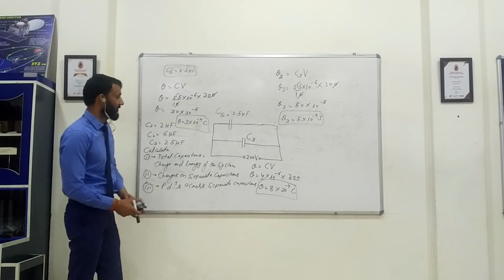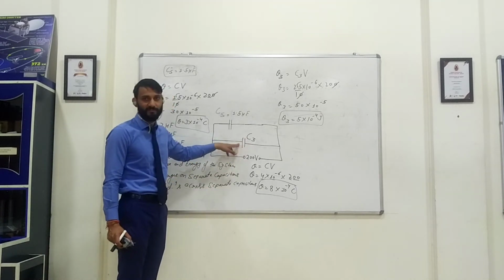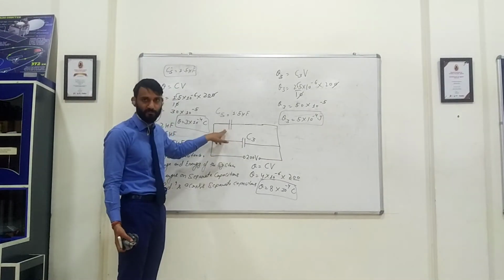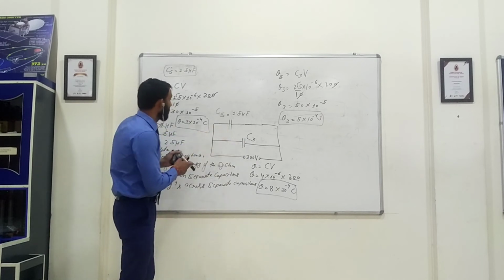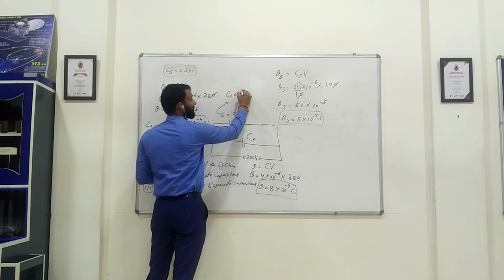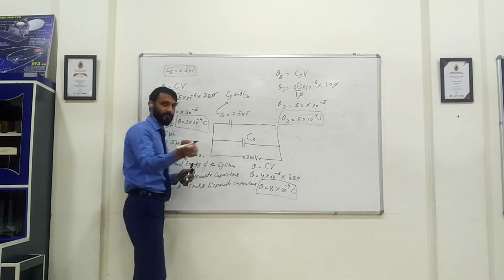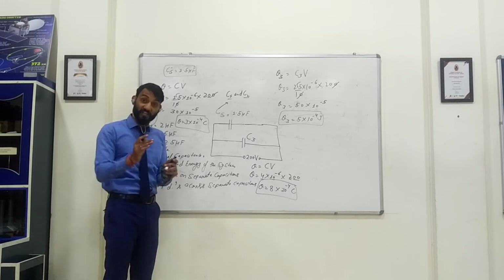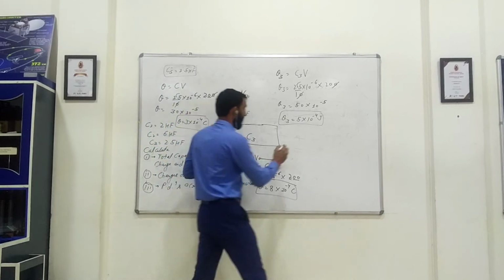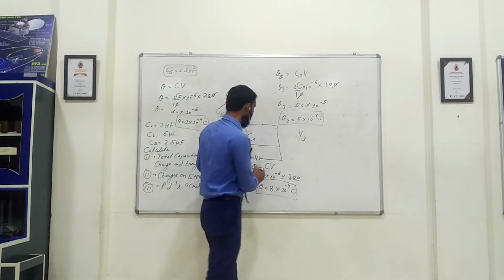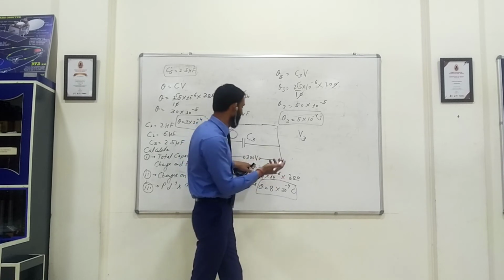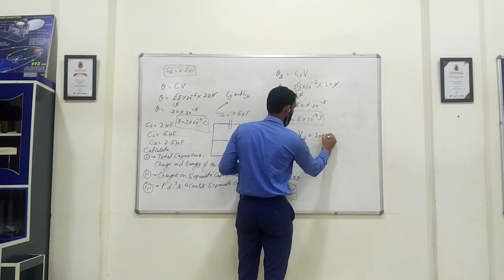So of course guys, with C3 how much potential is passing? 200 volt only, because this is connected in parallel with the combination of these. But CS is the combination of C1 and C2, and they both are connected in series. So in series, potential gets divided. So potential through C3 will be 200 volt only. If you want to calculate, you can easily calculate. That would be 200 volt, V3.